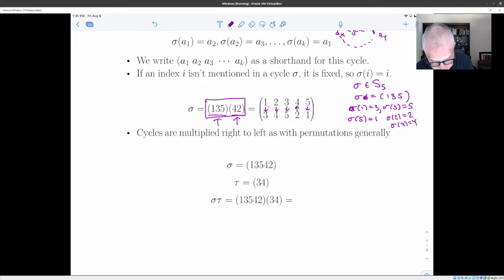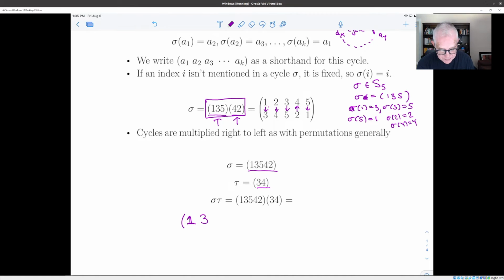If sigma is the permutation (1, 3, 5, 4, 2), and tau is (3, 4), what's their product? Well, we can do this staying in the world of cycles in the following way. So we're going to start with, let's say, 1. And we're going to ask, where does 1 go? Well, this second permutation, which is the thing we look at first, doesn't move 1. It only interchanges 3 and 4. And the first permutation is a cycle which sends 1 to 3. So the first thing that happens is that 1 goes to 3.